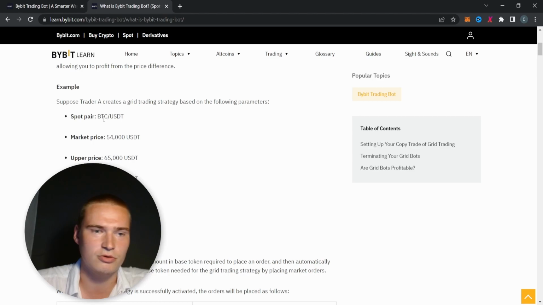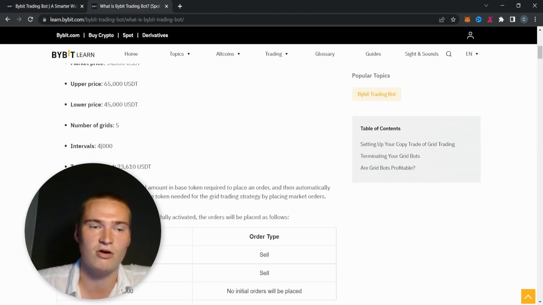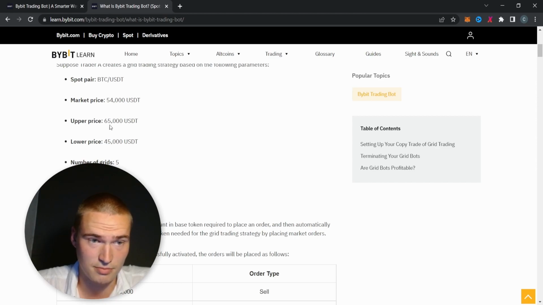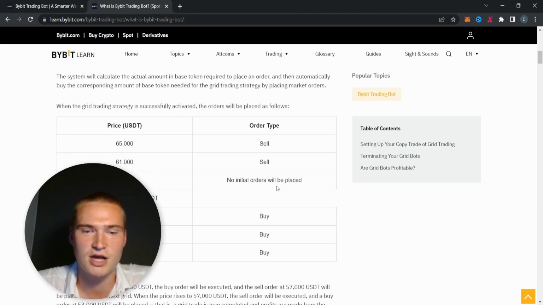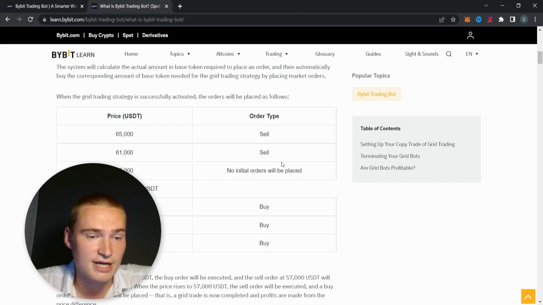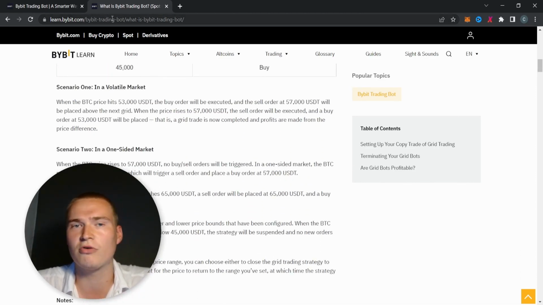So yeah, if you want to know more about it and how it works, we can check something out right here. For example, you create a trading bot, BTC against USDT. This is the market price, the upper price, as we saw right here, that would be that one, and the lower price would be this, and then the amount of grids. So then you have an interval of 4, because this is 20,000 divided by 5, is 4,000, and then you put a total investment in of this. What it then basically does is, at the lower points it buys, and at the upper points it sells. So that's basically how it works. You can check out more if you just type in on the internet Bybit grid trading bot.